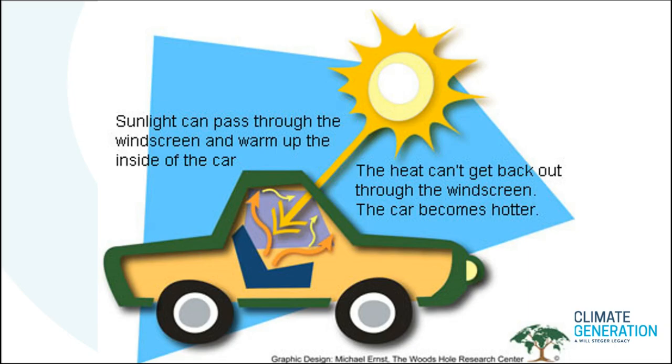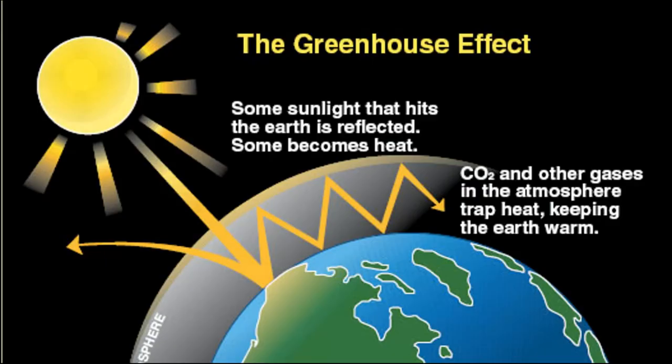So that's similar to our Earth. In Earth terms, the sun's energy enters our atmosphere. Some of the heat from the sun is absorbed by our planet, but much of it is reflected back. Most of that heat should pass back through the atmosphere and back into space. However, our greenhouse gases are going to trap the heat and keep it in our atmosphere, causing the Earth to warm up.